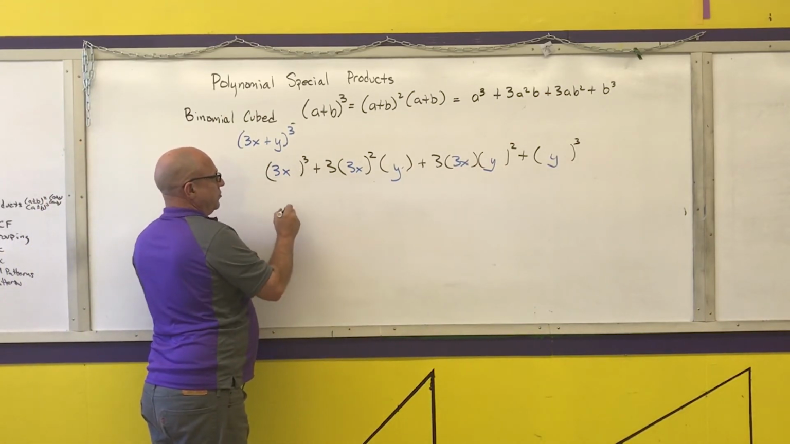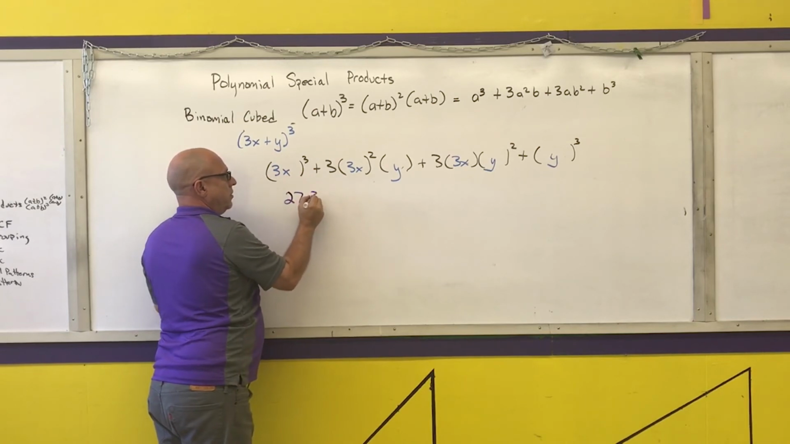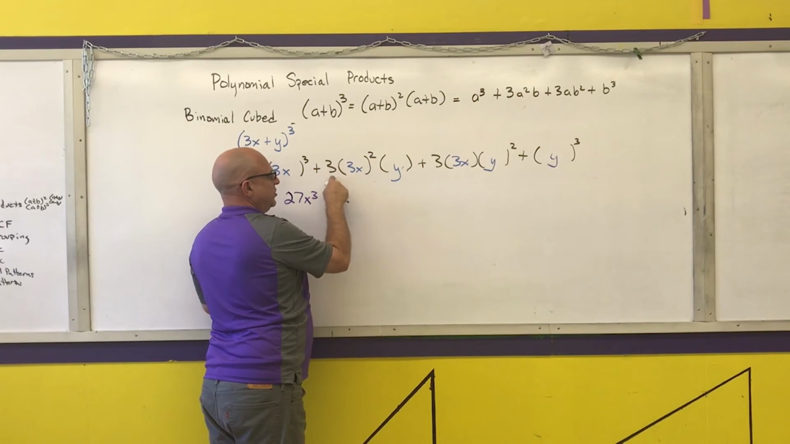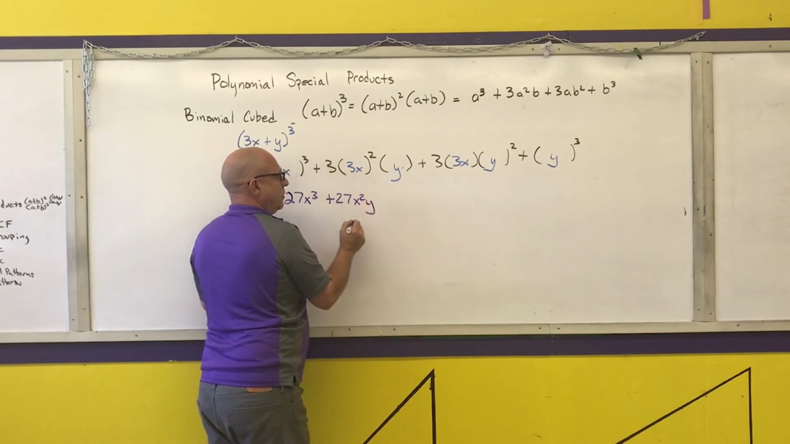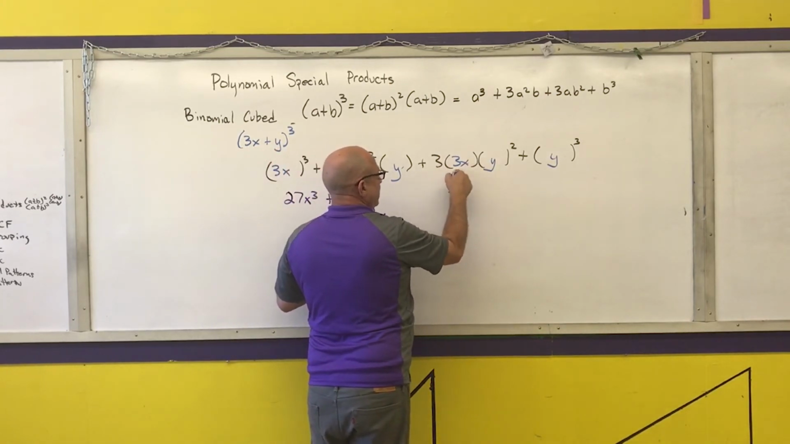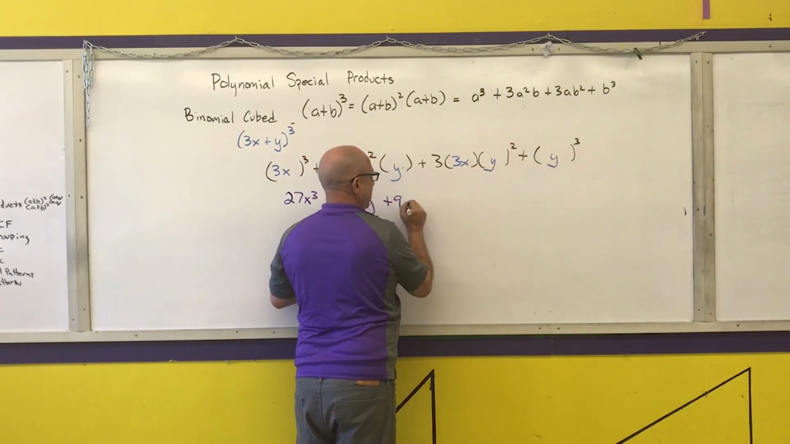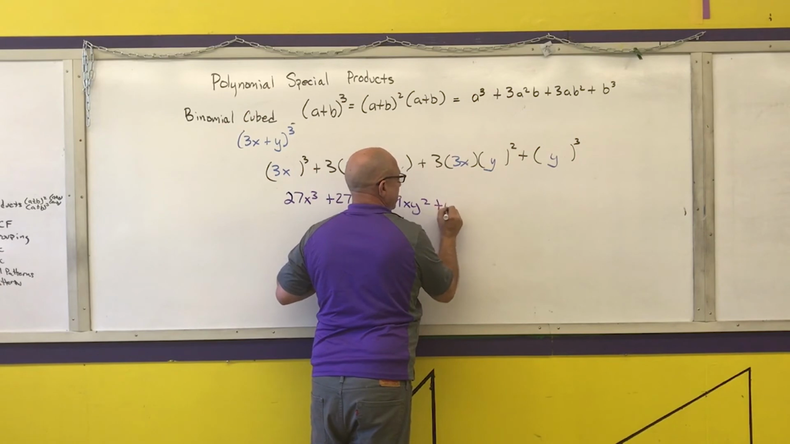3 cubed, 27, x cubed. 3 squared is 9. 9 times 3 is 27, x squared, y. 3 times 3 is 9, x, y squared, plus y cubed.